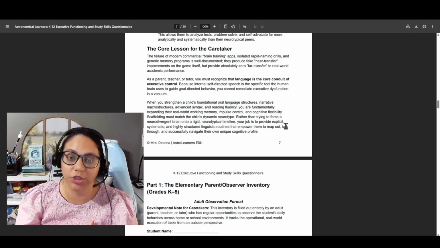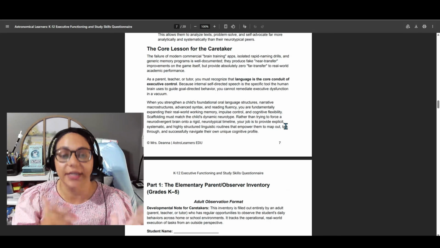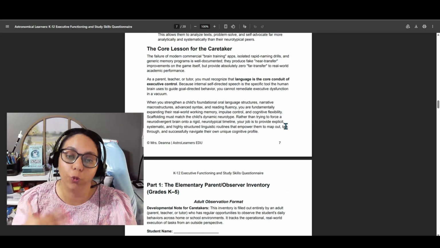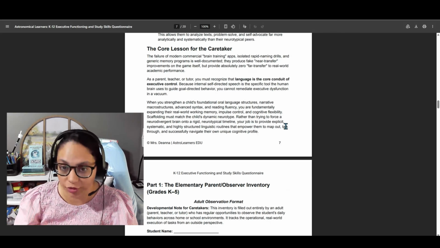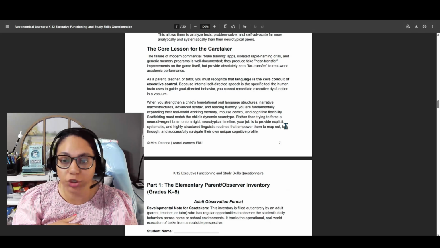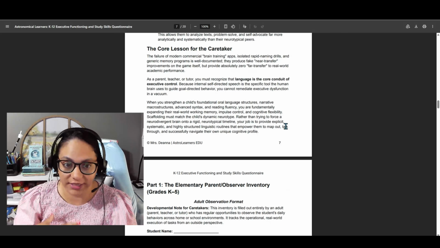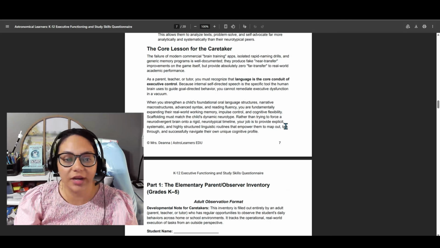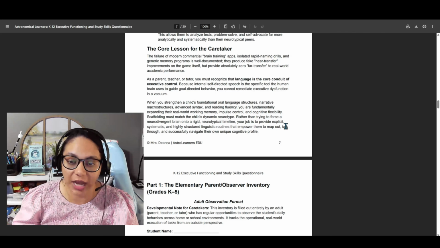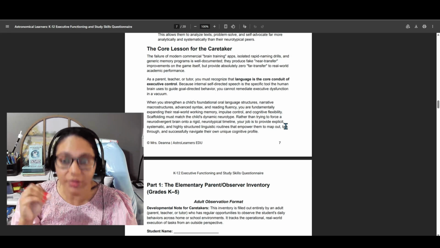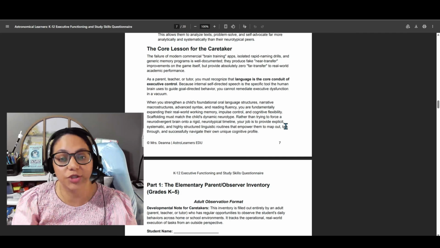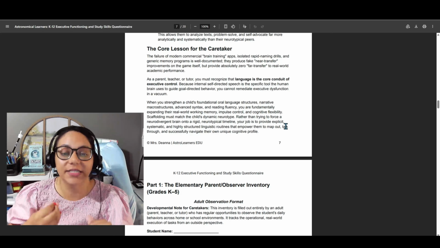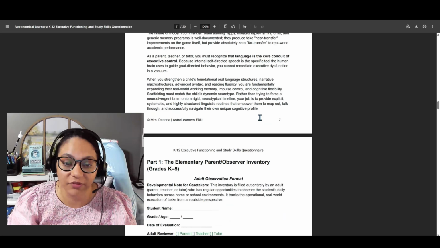So essentially, when we strengthen a child's foundational oral language structures, narrative macro structures, advanced syntax, and reading fluency, we are fundamentally expanding their real world working memory, their impulse control, and cognitive flexibility. You can't just focus on fluency and ignore the rest. Scaffolding must match the child's dynamic neurotype. So instead of just trying to force a neurodivergent brain into a neurotypical timeline, our job as adults is to provide the explicit, systematic, and highly structured linguistic routines that are going to empower them to map out, self talk, and successfully navigate their own unique cognitive profile.